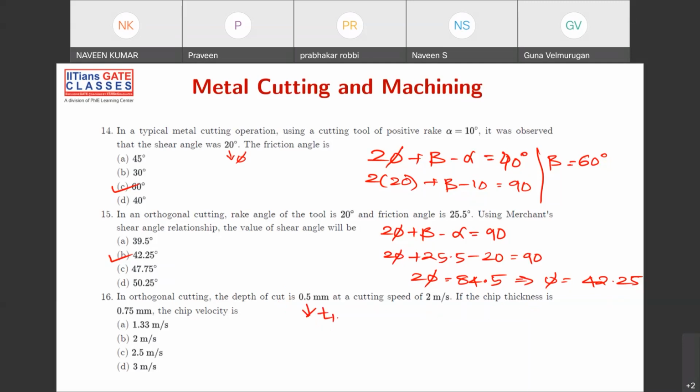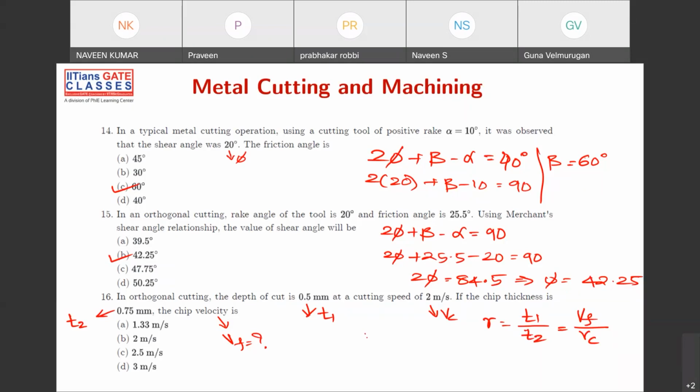Yes. So chip thickness is how much? This is T2. And this is VC. What is asked? VF. Now can you do? So what was our formula? Remember? R is equal to T1 by T2. That is equal to what? Is it not VF by VC? We have clearly discussed. It is equal to L2 by L1. We have discussed this, right? So this equation you have to use.